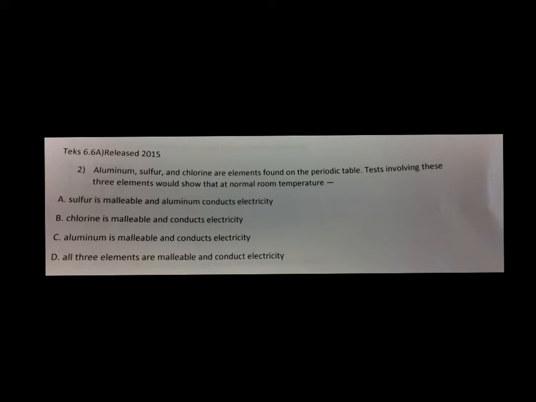Tests involving these three elements will show that at a normal room temperature, A. Sulfur is malleable and aluminum conducts electricity. B. Chlorine is malleable and conducts electricity. C. Aluminum is malleable and conducts electricity. Or D. All three elements are malleable and conduct electricity.